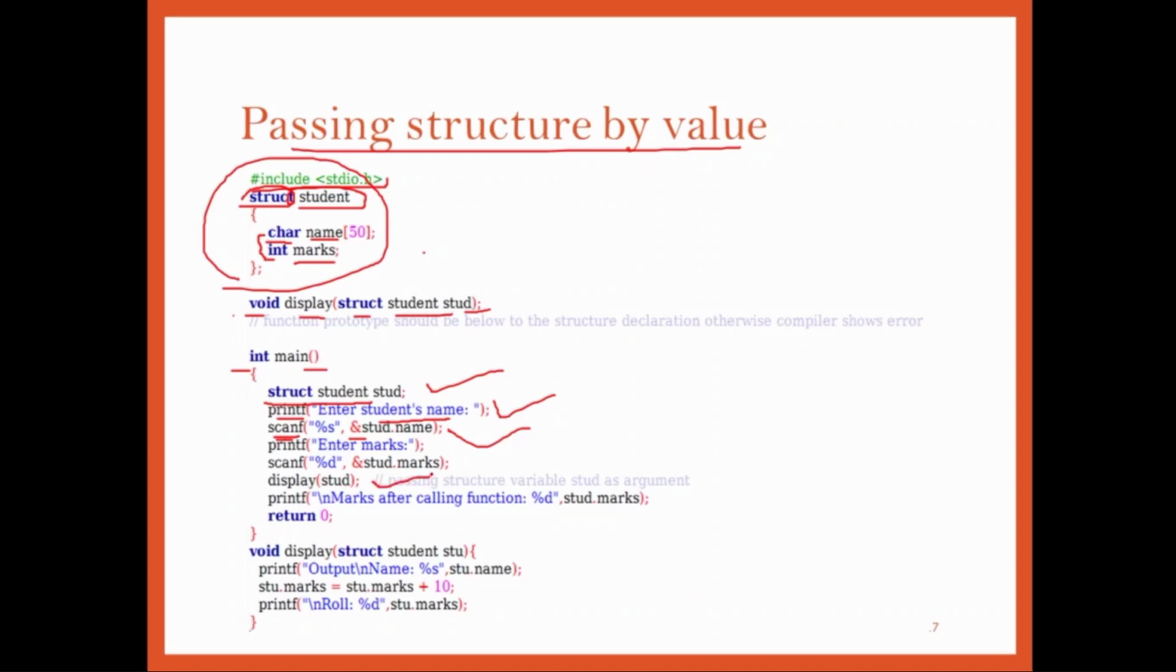Then display the stud, displaying the information of that stud. Then printf marks after calling the function, stud dot marks. Then void display struct student stud. Then printf output name percent s stud dot name, stud dot marks equals stud dot marks plus 10, printf roll number percent d stud dot marks. So this is passing structure by value. Getting it? Yes or no?